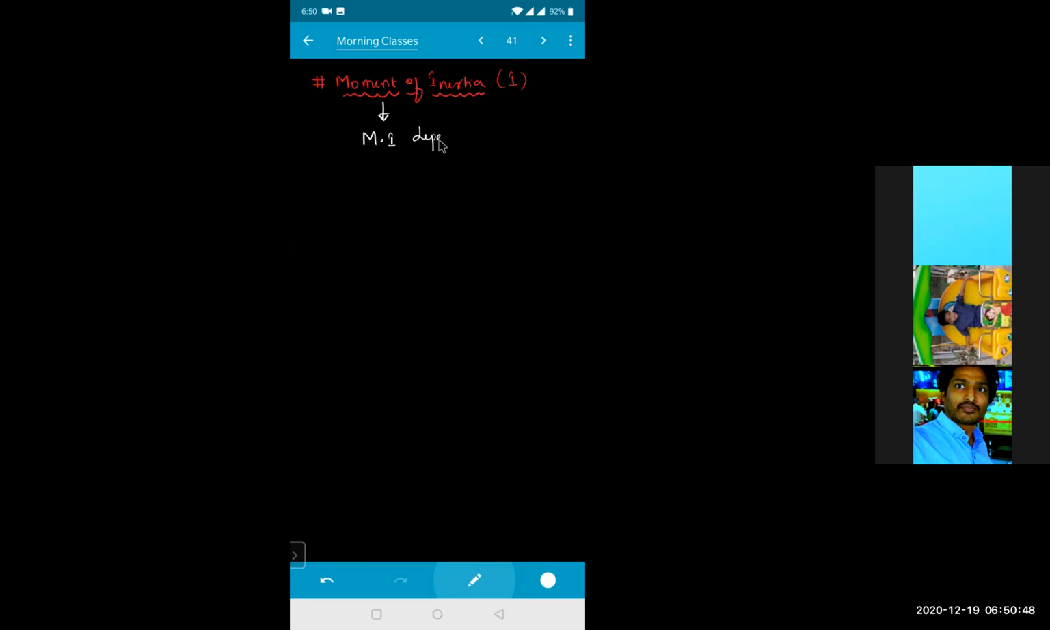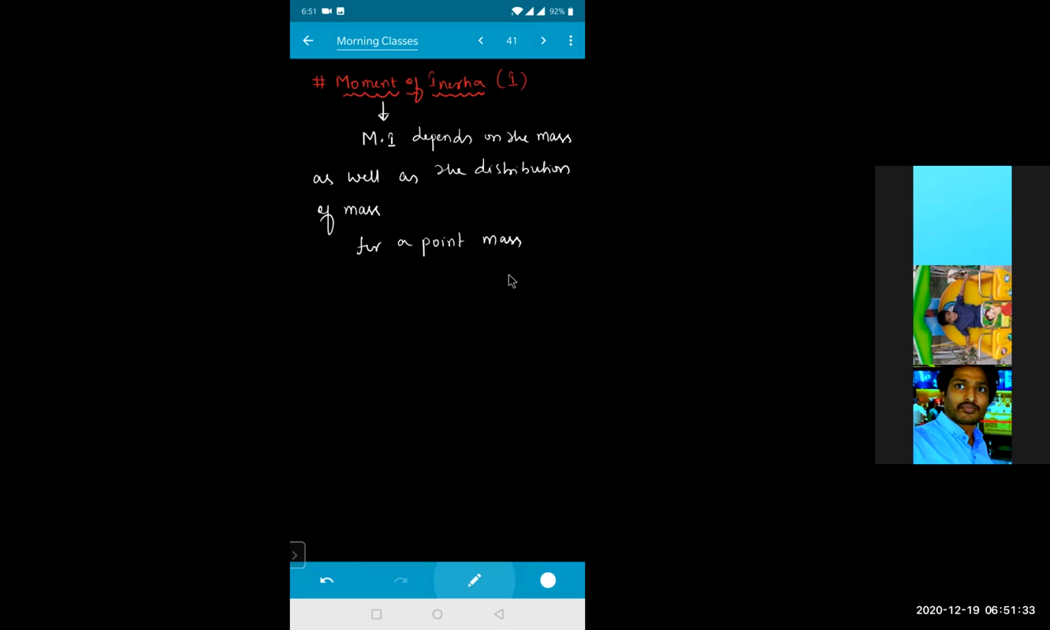Moment of inertia depends on the mass, very important, as well as the distribution of mass. Distribution of mass means how much distance it is from the axis. Is it uniform or non-uniform? It also depends on that. It is not only depending on the mass, it is depending as well on the distribution of mass.